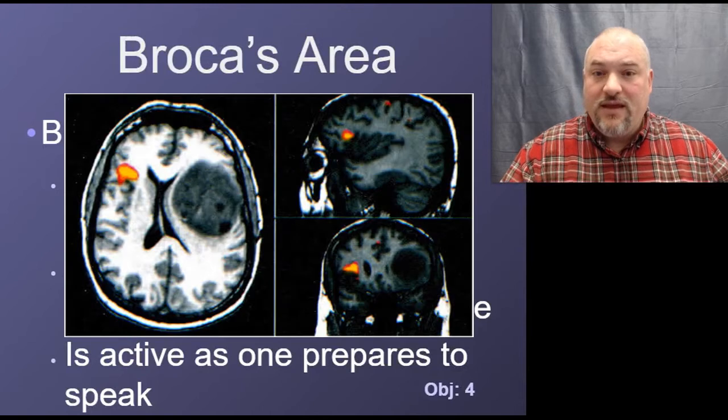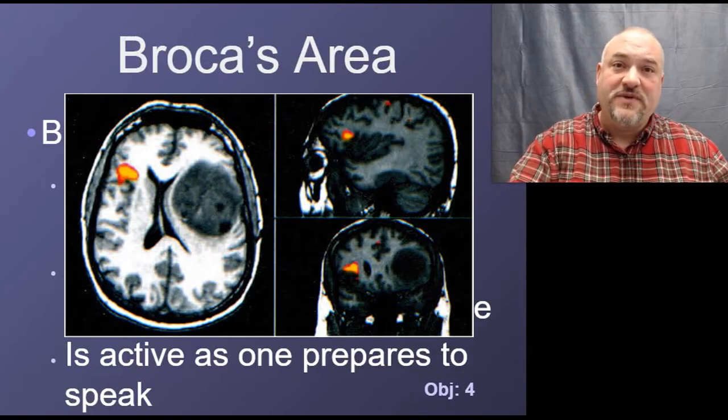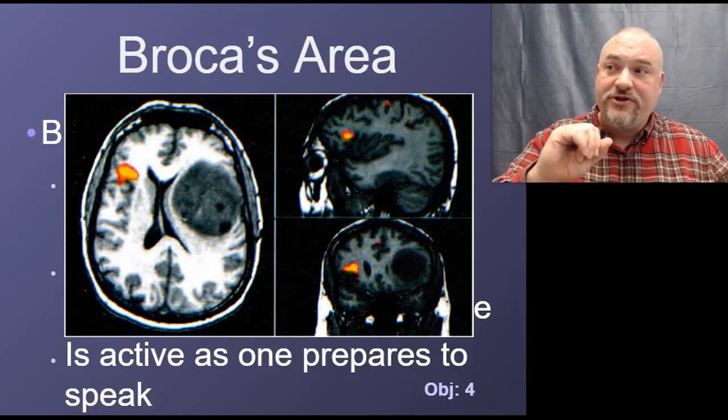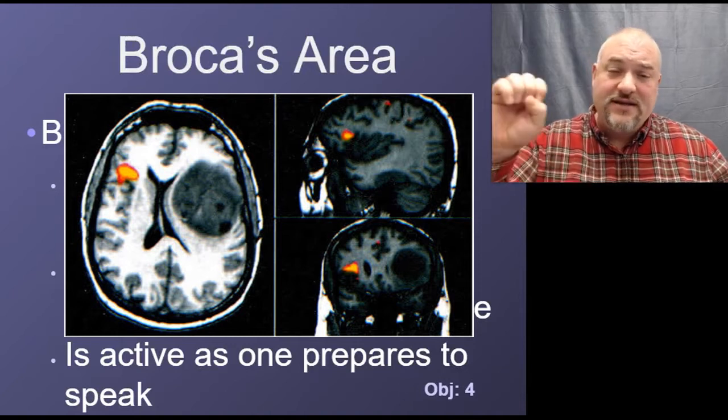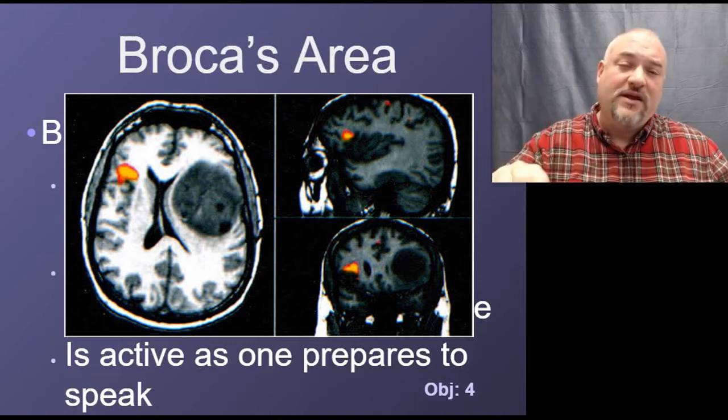And it's active as one prepares to speak. We can see this with brain imaging, where we can measure the amount of glucose used in different parts of the brain. We can see that that area becomes activated when you speak.